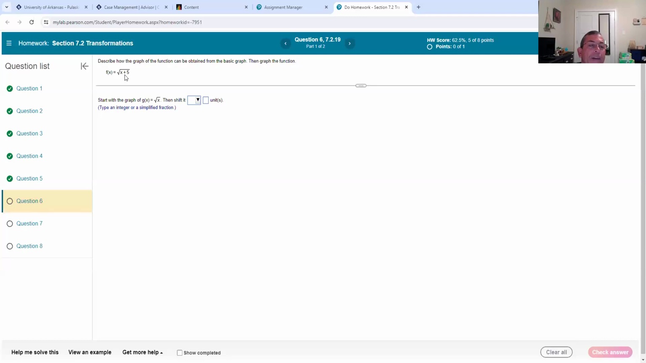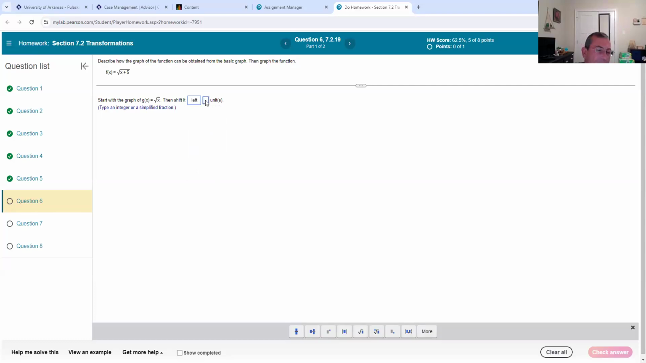All right, y'all, so that 5 is underneath the radical. So let's see. Is that going to shift me down, right, up, or left? Oh, y'all want to go down to left. There you go. And it's going to shift it left. What do we say? 5 units. Okay.